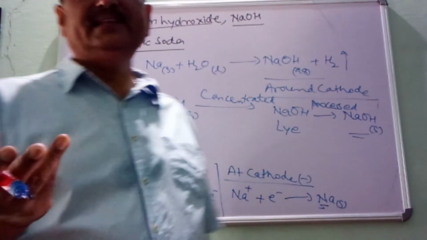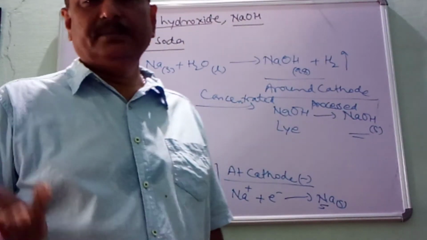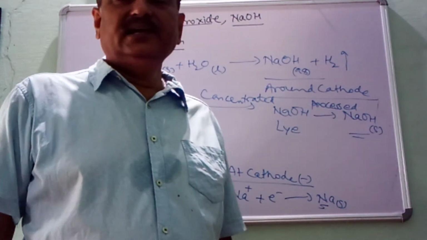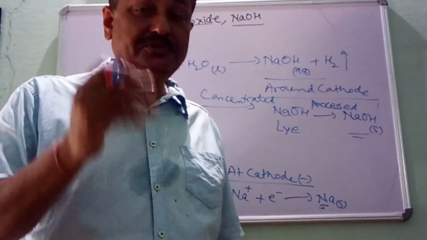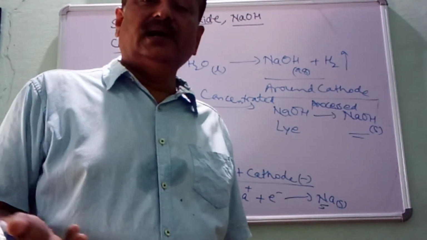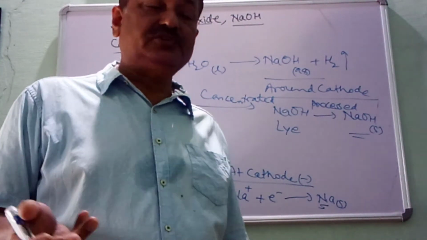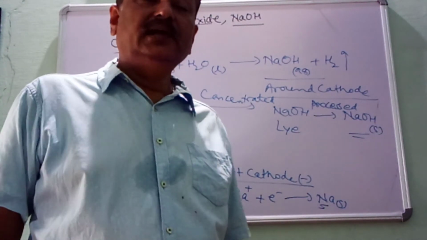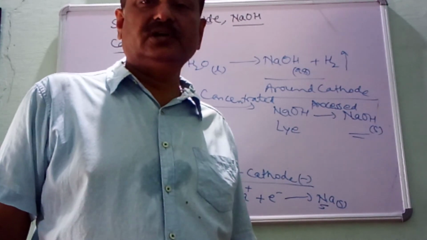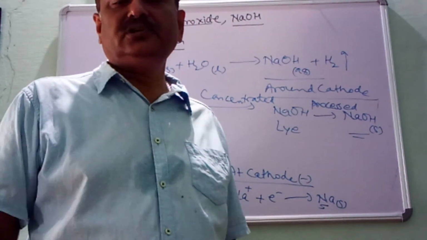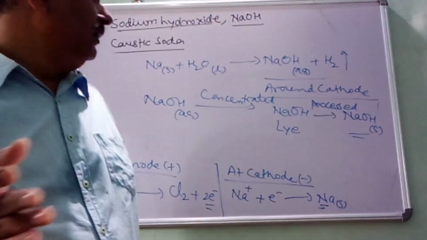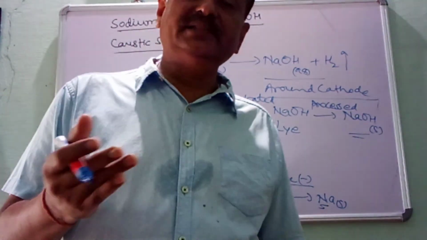Now NaOH is used, as I said in the beginning of the video, in the preparation of cleaning agents, soaps, washing soaps, toilet soaps. They are prepared using NaOH as a starting material. There are others also: many cleaning agents, dishwashing agents, hand wash, many more. Then there is the processing of fibers. Fibers are processed using sodium hydroxide. Then in the preparation of artificial silk or rayon, and in the preparation of paper also. Paper is prepared by this also.